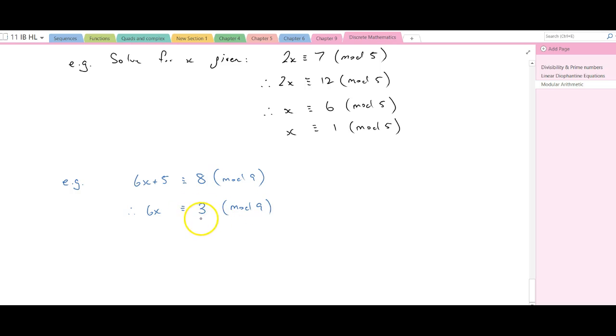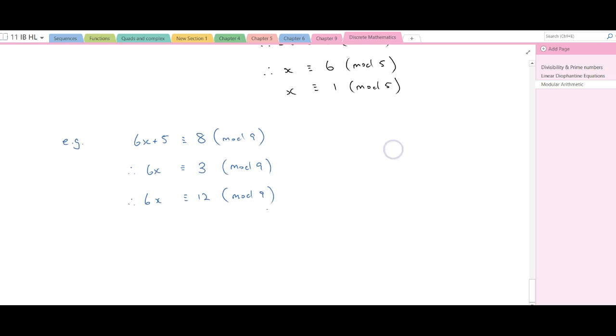But I now want to divide by 6, and that will give me a half here, so that's no good. So I'm going to add 9 to this. Is that going to work? 12 in mod 9 is the same as 3 in mod 9, but that's got the added benefit of being divisible by 6. So therefore, x is equal to, dividing by 6. Remember, d is 6, but 6 and 9 have a GCD of 3. So I'm now going to have to change my mod to 9 divided by the GCD of 6 and 9, which is 3. So 9 divided by 3 is 3. So x is 2 in mod 3. All right, now just make a little side note there.